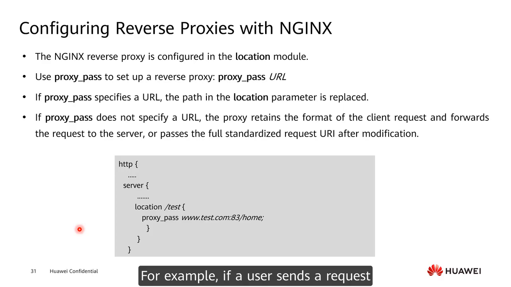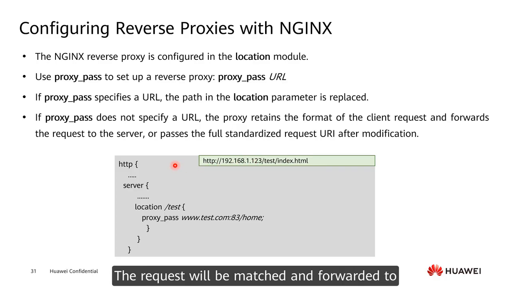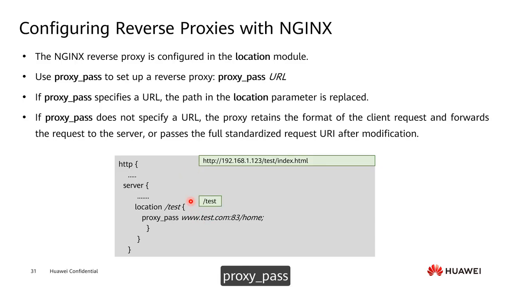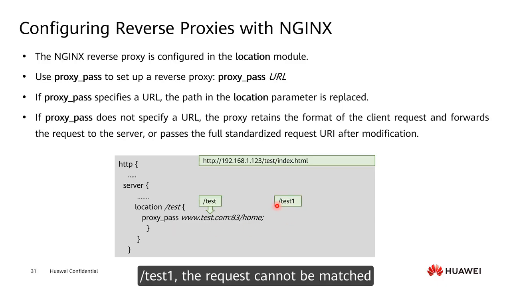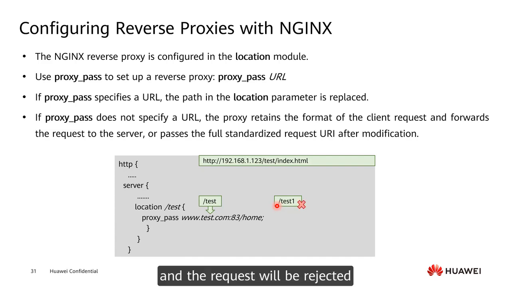For example, if a user sends a request http://192.168.1.123/test/index.html, and the URL of location is set to /test, the request will be matched and forwarded to proxy path. If the URL of location is set to /test1, the request cannot be matched, and the request will be rejected.